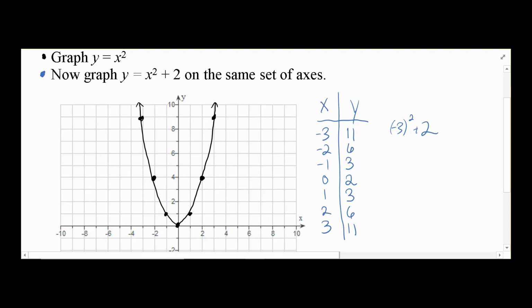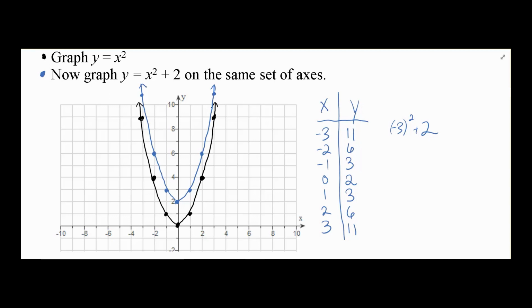Let's go ahead and plot these. We have 0, 2, 1, 3, and -1, 3. We've got 2, 6, and -2, 6. And we've got 3, 11, and -3, 11. So when I play connect the dots here, this parabola looks like it has basically the same shape. The big difference here is that each of the ordered pairs that were on the original one, the black parabola, all those got lifted up by 2. It's like we picked the entire parabola up and lifted it up by 2.